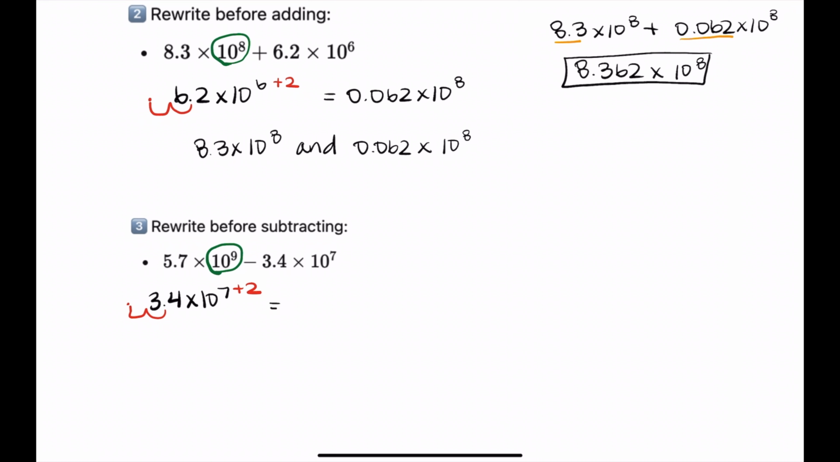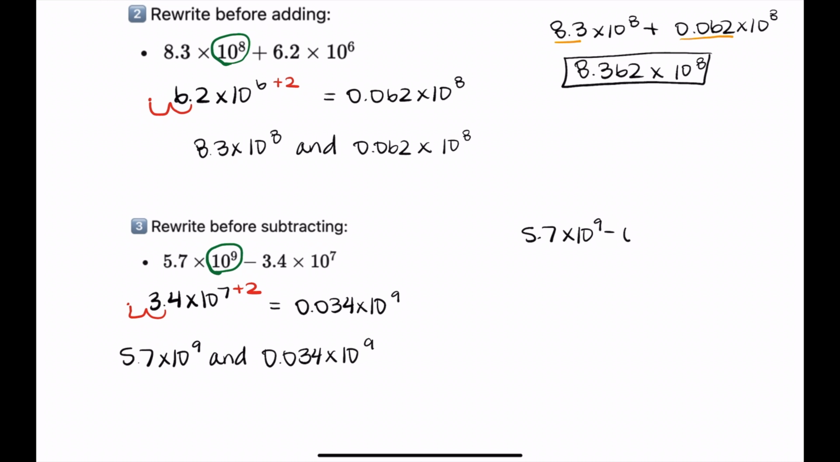Same as in number 2, we have to move the decimal place 2 places over in order to increase our exponent by 2. So when we rewrite 3.4 times 10 to the 7th, it will be 0.034 times 10 to the 9th. And now that matches our exponent with the 5.7 times 10 to the 9th. So we can go through here and subtract them. The steps are the exact same if you are adding or subtracting.